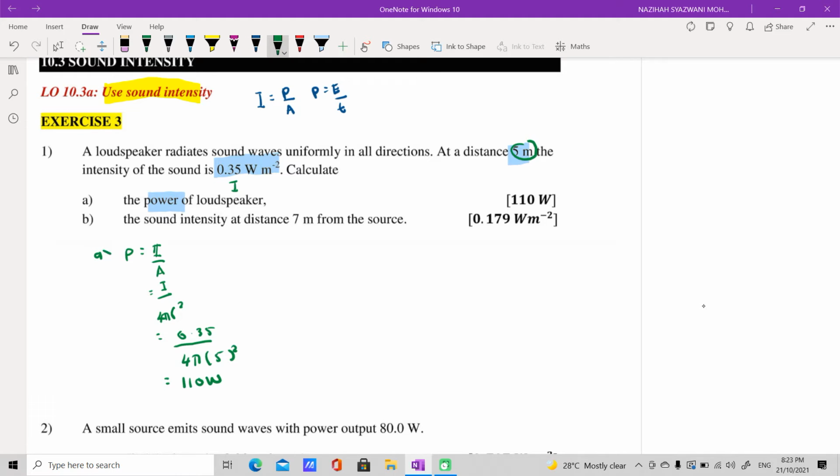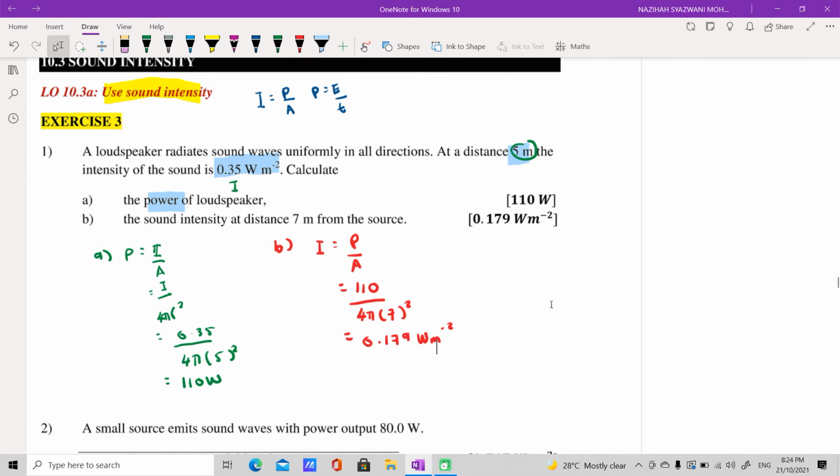So this is for part A. For part B, they ask you the sound intensity at a distance of 7 meters from the source. So this time they want the sound intensity, that would be P over A. Our P we have obtained from part A, so let's just substitute 110. The area is 4 pi, but this time the radius is 7. Don't forget to square and press your calculator. Your answer should be 0.179 watts per meter square.